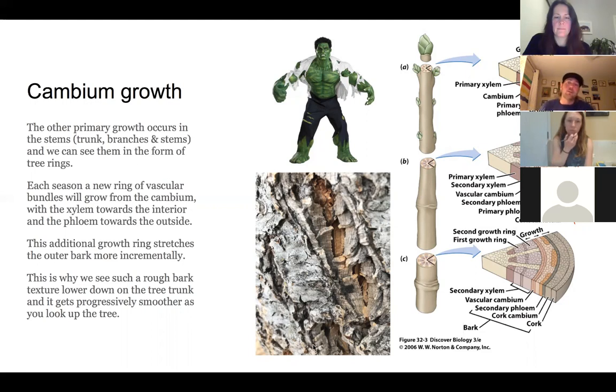And it's also a reason why, if you think about apical growth and that cambium growth put together, at the bottom of the tree it has this rough bark texture, but as you start to look up the tree, it gets smoother and smoother, because the bark at the bottom of the tree has been getting stretched out for many more years than the epidermis at the top. That's it. That was my presentation for today.